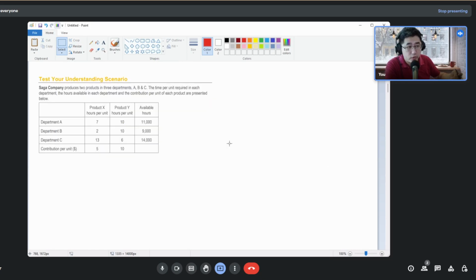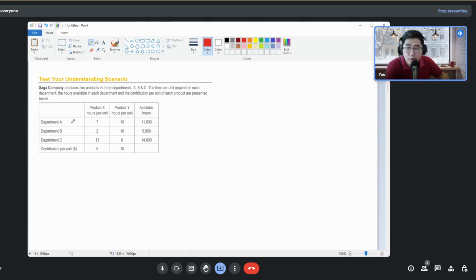Okay, so let's look at this example. Saga company produced 2 products in three departments, A, B, and C. The time per unit required in each department, the hours available in each department, and the contribution per unit for each product are presented below. So there is some information given over here.